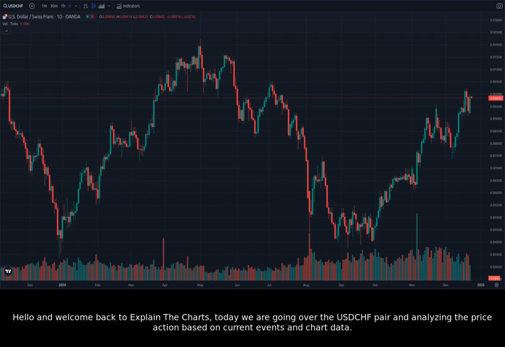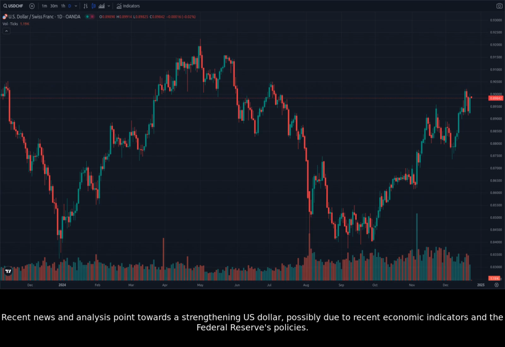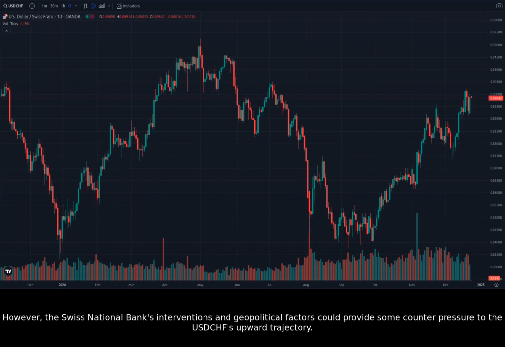Today we are going over the USDCHF pair and analyzing the price action based on current events and chart data. Recent news and analysis point towards a strengthening US dollar, possibly due to recent economic indicators and the Federal Reserve's policies. However, the Swiss National Bank's interventions and geopolitical factors could provide some counterpressure to the USDCHF's upward trajectory.